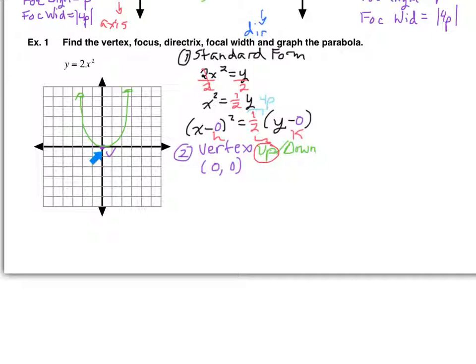Choose any value you want for x. What's an easy value to choose and plug into this original? 1. If x is 1, square it, what do you get? 1 times 2 is 2. So wouldn't you then plot the other point 1, 2? So technically I should have a pretty skinny parabola, right?